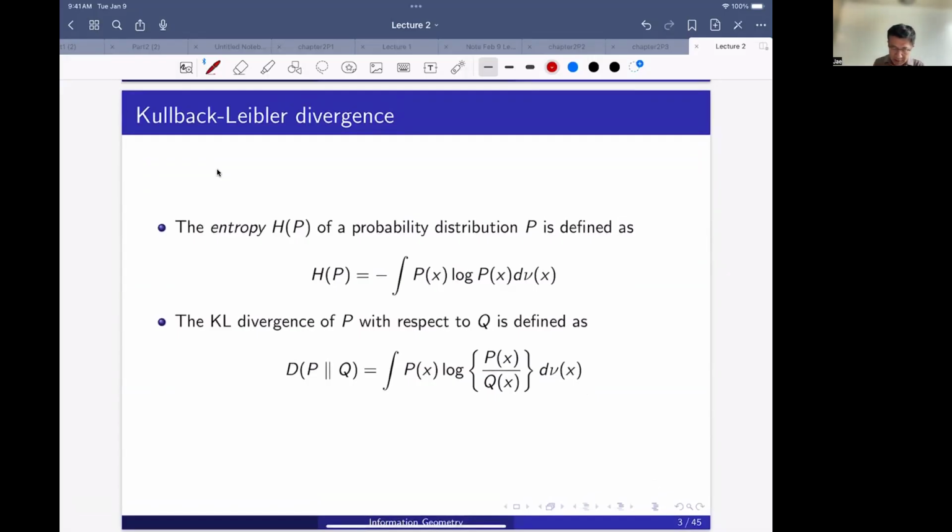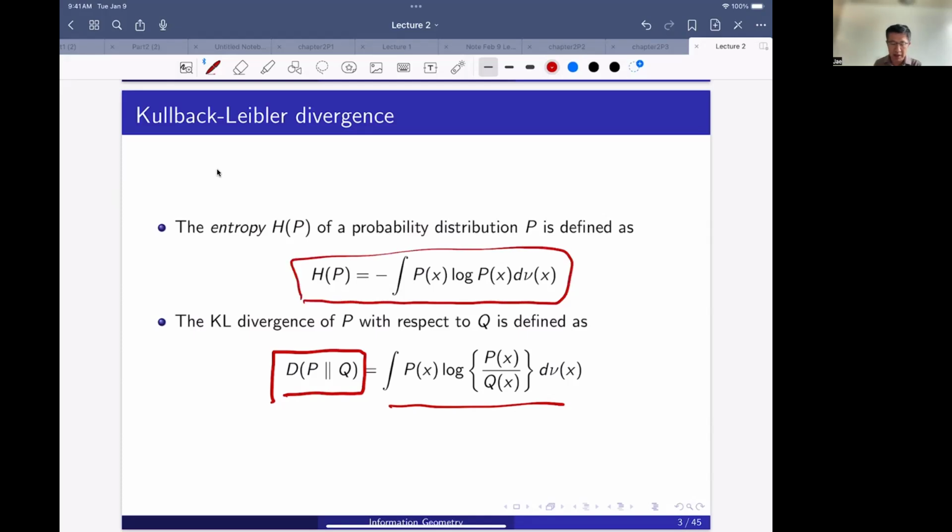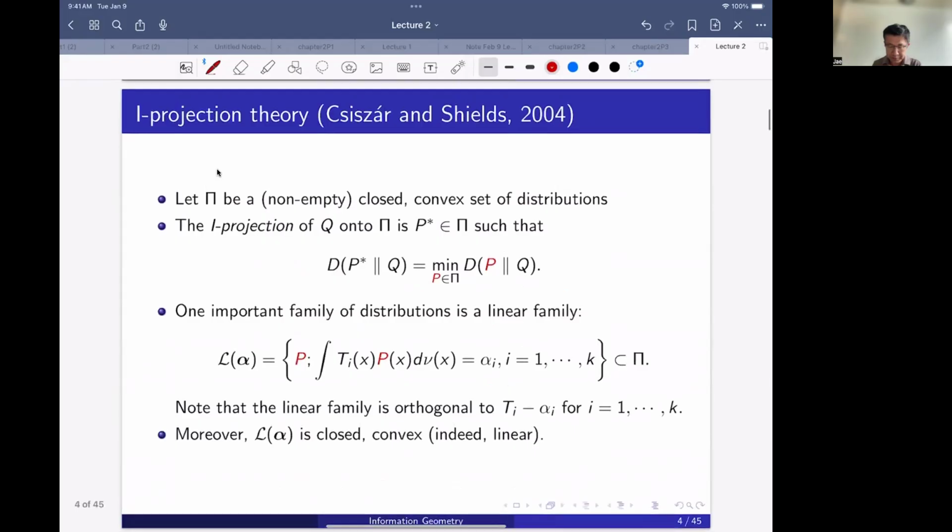The Kullback-Leibler divergence is defined this way, and this particular function is called the entropy function. Then the information projection: this Pi is a kind of subset, a subspace, and then the projection.